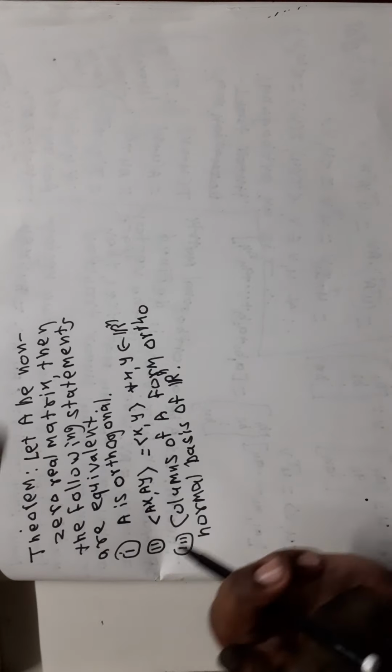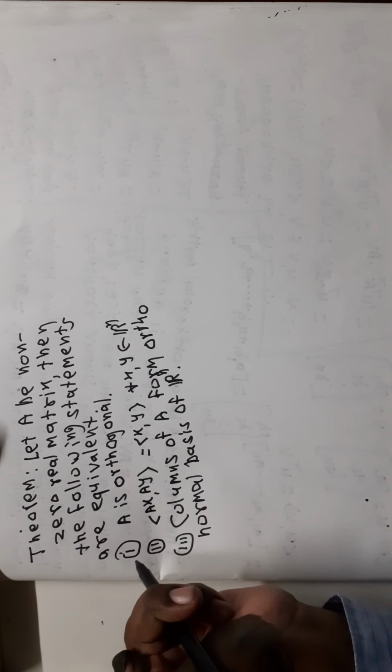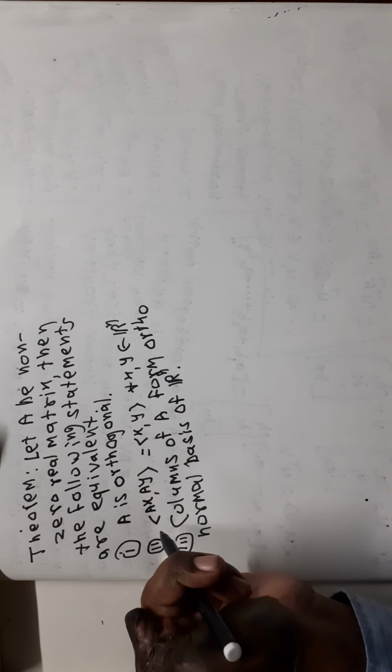Let A be a non-zero real matrix. Then the following statements are equivalent. 1. A is orthogonal. 2. Angle bracket Ax comma Ay is equal to angle bracket x comma y for all x, y belonging to Rn. 3. The columns of A form an orthonormal basis of Rn. We have to prove that all these three statements are equivalent.